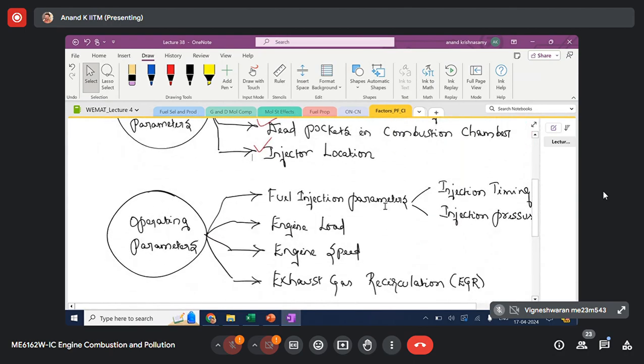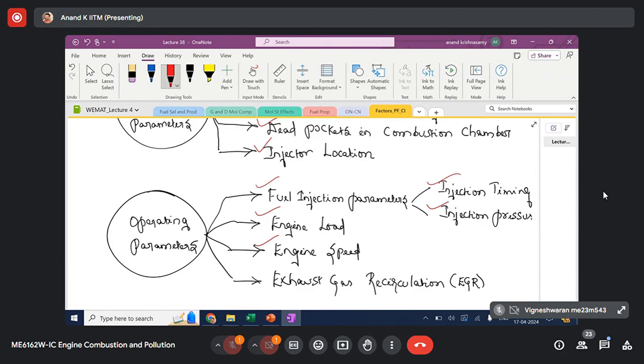Operating variables: you have the fuel injection parameters, primarily timing and pressure. What is the timing of the fuel injection, and at what pressure do you inject? These 2 are variables that you can dynamically vary, and that will have a control on the pollutant level. Engine load and speed, you don't have any control. You have to run your diesel vehicle, similar to an SI vehicle, at different load and speed conditions.